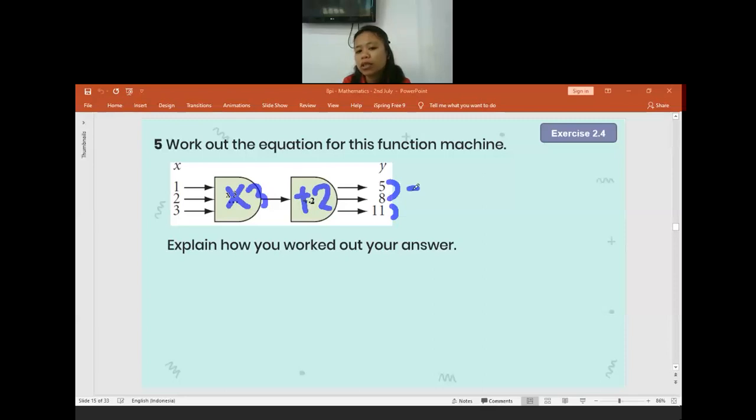5 to 8, we do plus 3. As you know, when the term to term rule is plus 3, then the position number we have to times by 3. That's why we do times 3 here. So we can imagine this as a position number. We multiply it by whatever term to term rule that we have. The term to term rule is 3. That's why the position number is multiplied by 3. And then when I check 1 times 3, it will be only 3. To get 5, I need to add 2. That's why it is times 3 plus 2.